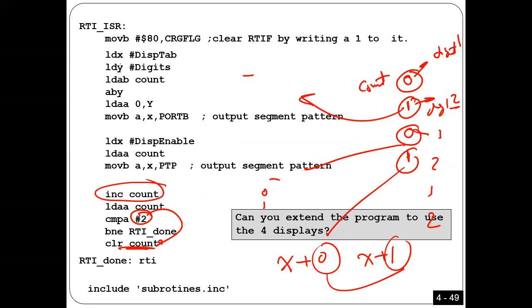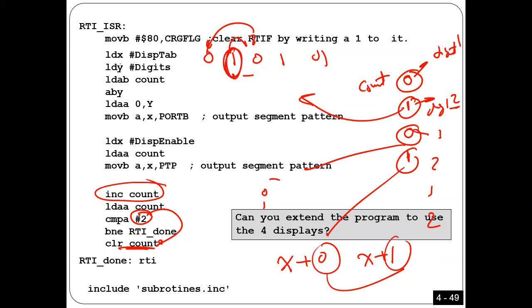And now, if count is 2, I have to clear it, right? Because count has to be 0, 1, 0, 1, 0, 1. If it is 2, I have to make it 0. If it is 1, I increment it, now it is 2, no, I'm gonna make it 1, because after 1 has to come 0, okay? Is that clear? Okay, guys?